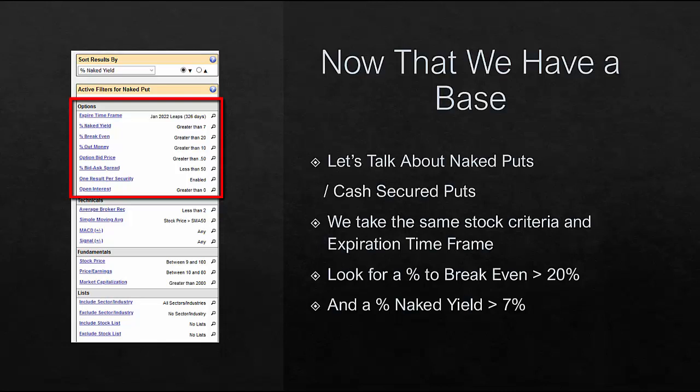We're going to look for a percent to break even of greater than 20. As we saw, most of the downside protections were in the 20, 22, 23, 30% range. For a naked put, we call it the percent to break even. We're selling an out-of-the-money put so the stock can fall to the put strike price and lower based on the premium before we start losing money on the trade at expiration. That's the percent to break even. And we're going to look for a similar comparison of the percent naked yield of at least 7% or higher.